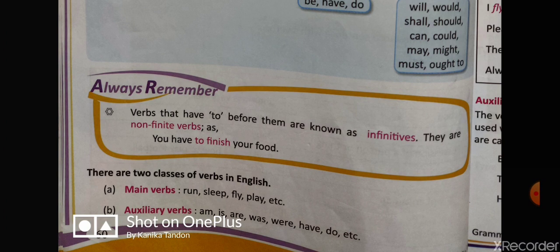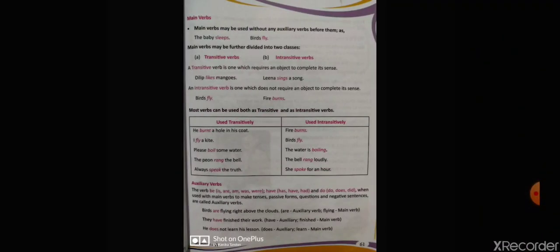Next, there are two classes of verbs in English. First is main verbs and another one is auxiliary verbs that we are going to study. So first let us talk about what are main verbs. There are two types of verbs, main and auxiliary verbs. First we are going to study about main verbs.